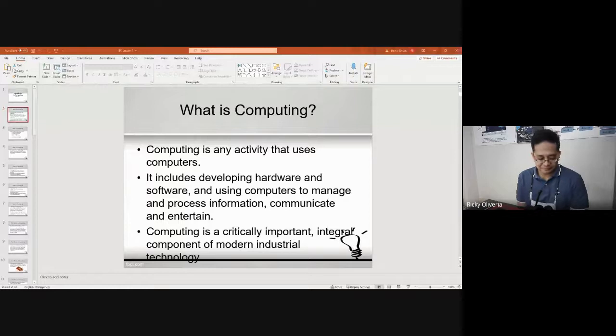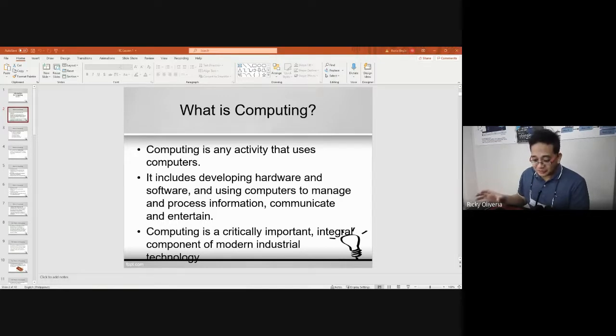How about washing machines? They do too. That could also be considered, whether it is an old washing machine or a fully automated washing machine. If we move around the house, as long as it is not analog, it has a computer chip inside. Even the toys of your siblings sometimes have computing devices. Even cars and vehicles, they have computing technology. So that is why they are said to be critically important in modern industrial technology.